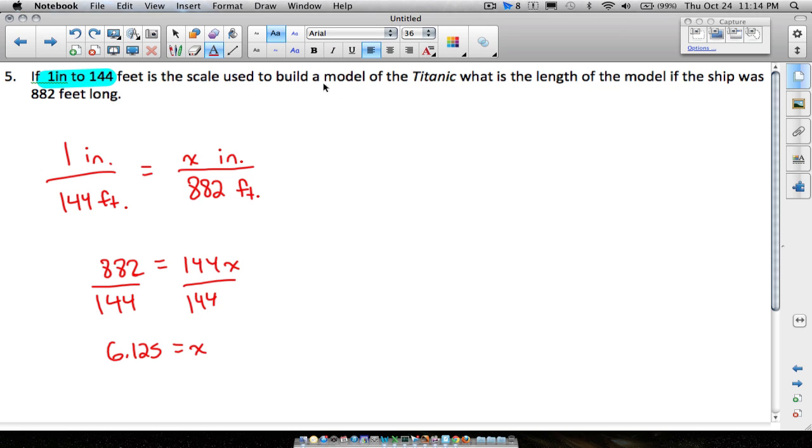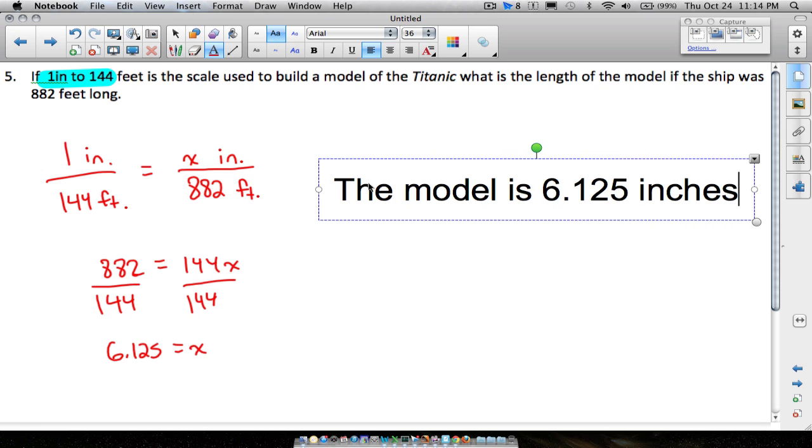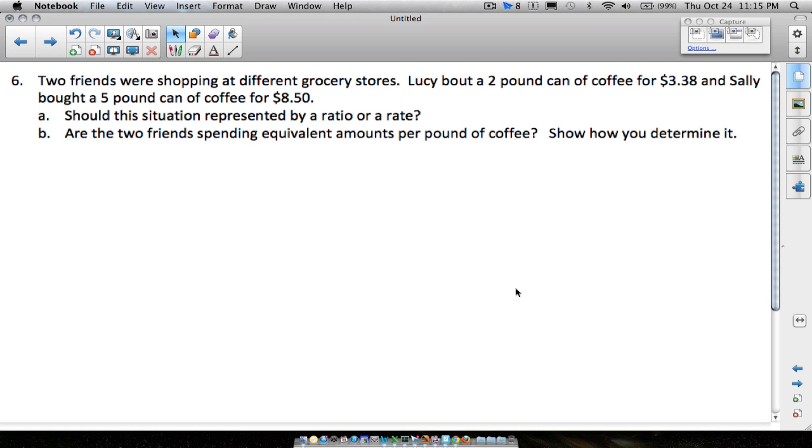Since we're dealing with a real world problem now, we do have a real world situation here. Let's type an answer out. We can say the model is 6.125 inches. And again, like I said, the model is something you can put on your bookshelf. It's like one of those model cars you make, except in this case it's a ship, the Titanic. But the ship was actually 882 feet long. The model that we would put on our bookcase would be 6.125 inches, based on that scale that was given to us. On to question number 6.